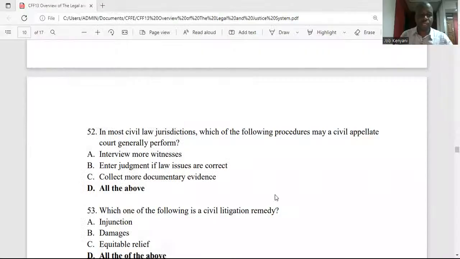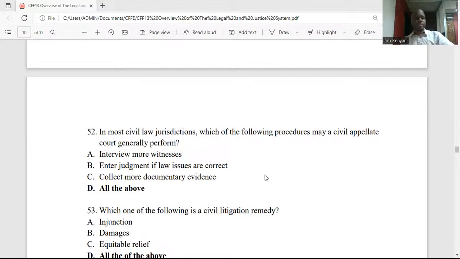Then there's question number 52. In most civil law jurisdictions, which of the following procedures may a civil appellate court generally perform? Interview more witnesses, enter judgment if law issues are correct, collect more documentary evidence.